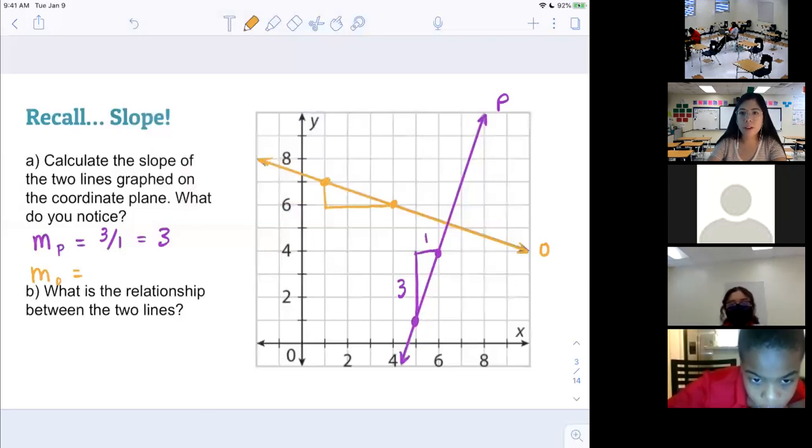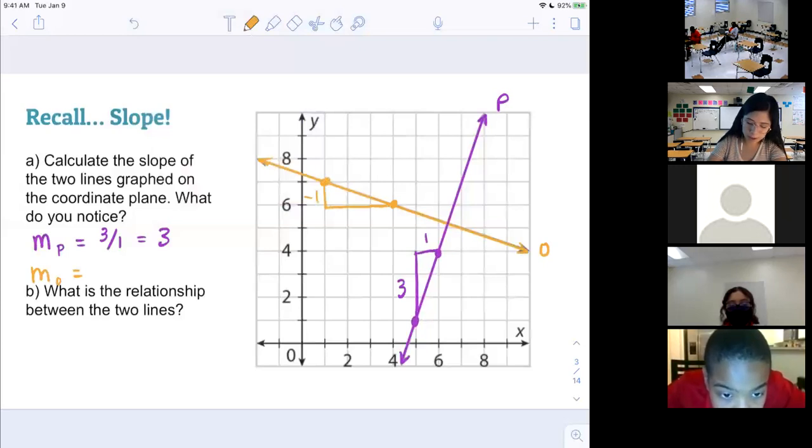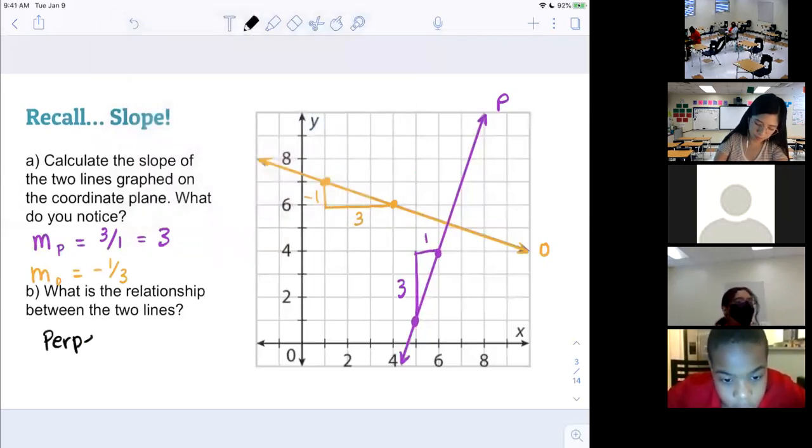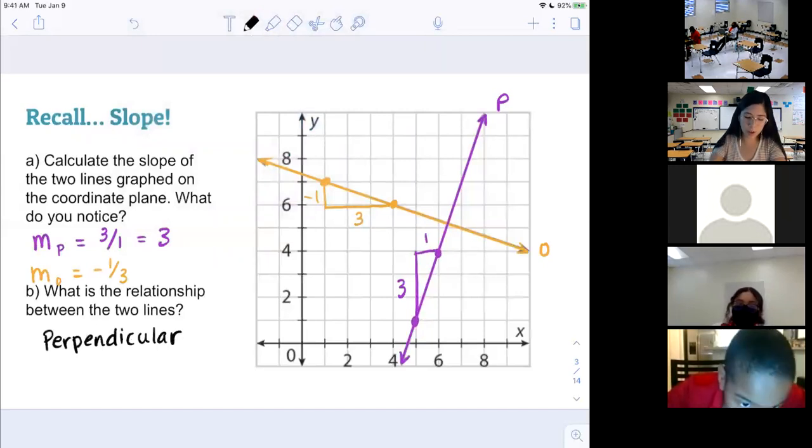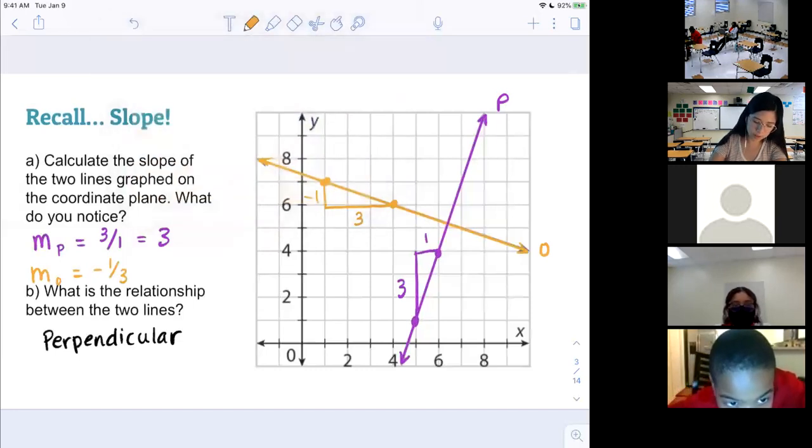Okay, good. 1/-3 or -1/3, either way, it's -1/3. And what is the relationship between these two? Good, Tyrone, they are perpendicular. And notice the slopes of these 2 lines have something in common. What do they have in common?